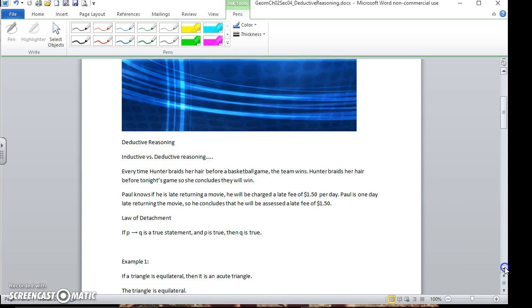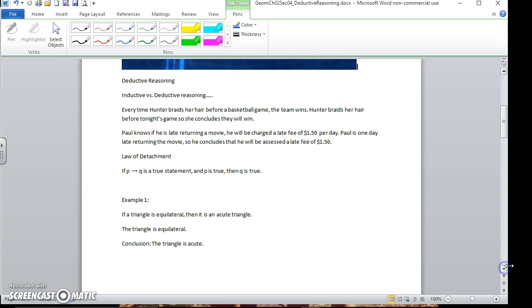So deductive reasoning, there's a difference between inductive and deductive reasoning. We've looked at inductive reasoning this year already. Inductive reasoning is when you're looking at a pattern, and you guys just had a quiz on that. You're looking at a pattern and trying to figure out the next term or the logical flow of the situation. Deductive reasoning is a little bit different. Deductive reasoning uses facts, definitions, rules, properties to come to a logical conclusion from given statements.